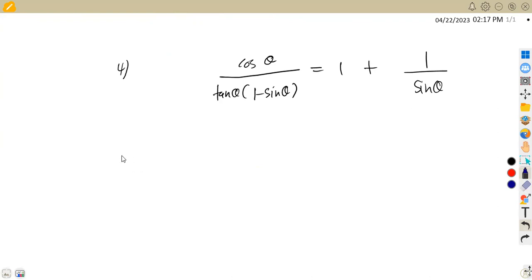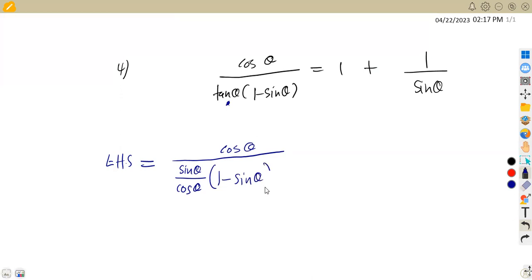All right, so this is left-hand side. Okay, let me indicate the marker. So from the left-hand side, we are given the cos of theta over the tan into 1 minus sine theta. So tan, remember that it is equivalent to sine over cos. So we are going to have the tan of theta as the sine of theta over the cos of theta, like this, into 1 minus sine theta. So this is what we have for now.